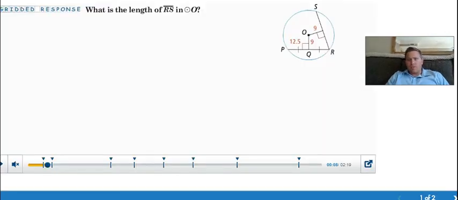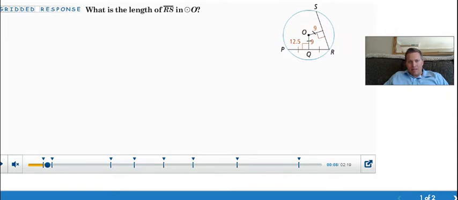Alright, so make sure that you draw this picture down right here. And it says, what is the length of RS? We're trying to find the length of that chord. So if I'm looking at this, first thing I notice is that this length is 9 and that length is 9. And again, both of those lengths are equidistant and they both make a 90-degree angle.